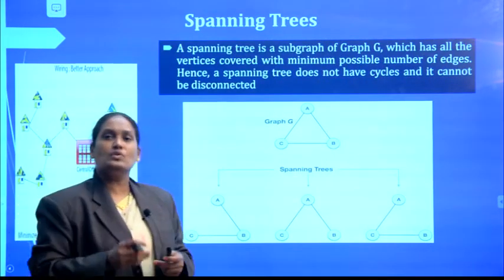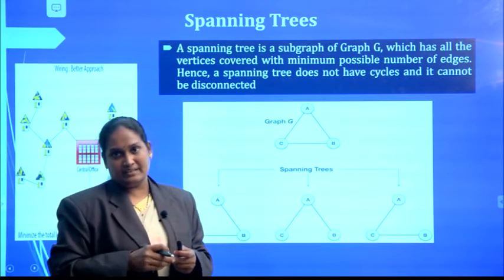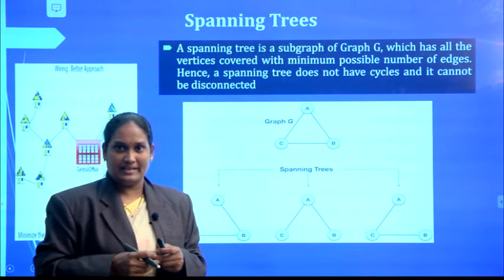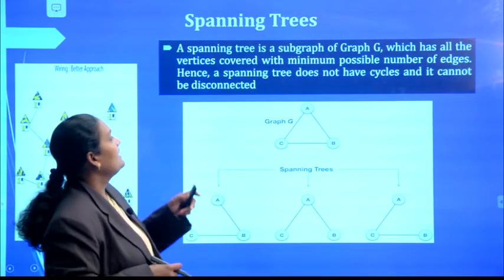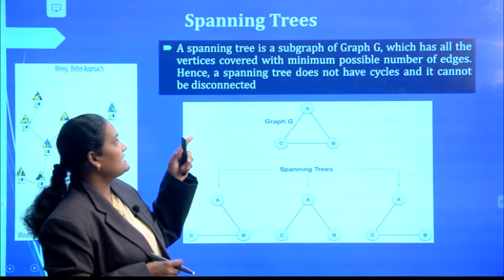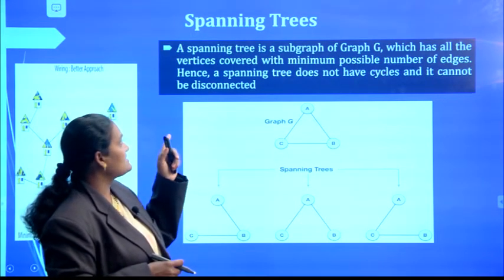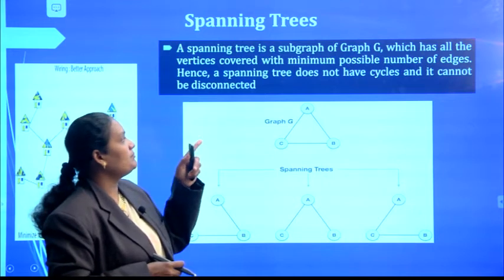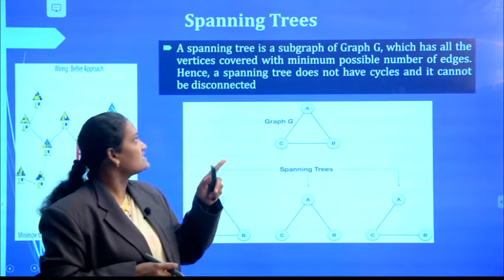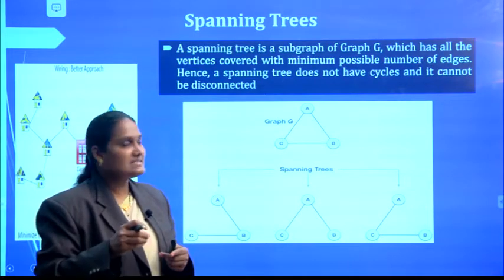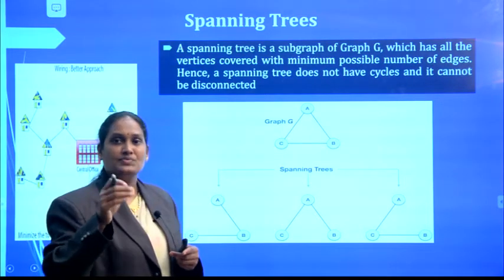First of all, before going to minimum cost spanning tree, we first need to know what a spanning tree is. A spanning tree is a subgraph of graph G which has all the vertices covered with the minimum possible number of edges.